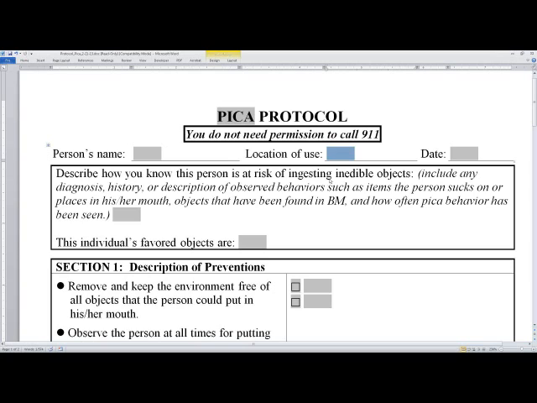Then there's the date. Just a quick reminder that with support documents, that date should always reflect the most recent date that this was modified.